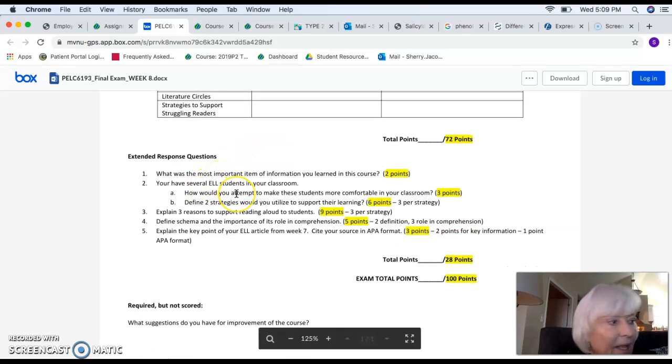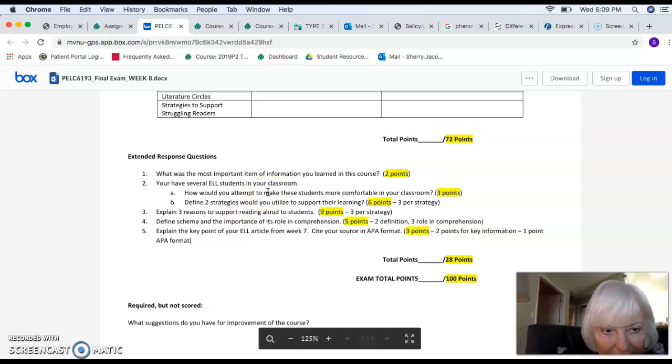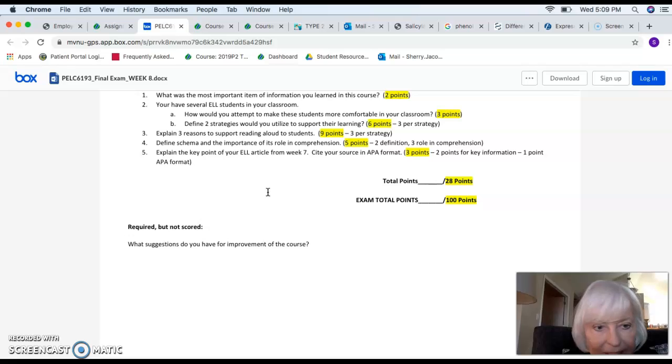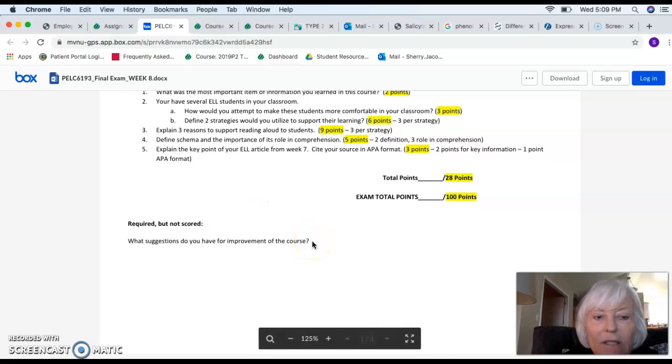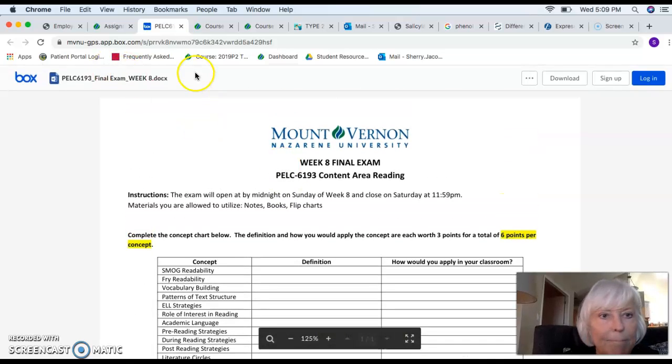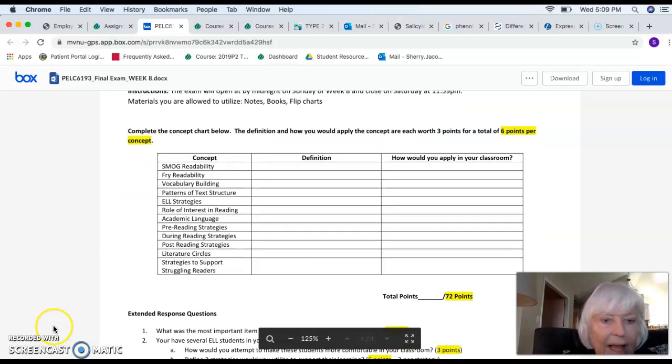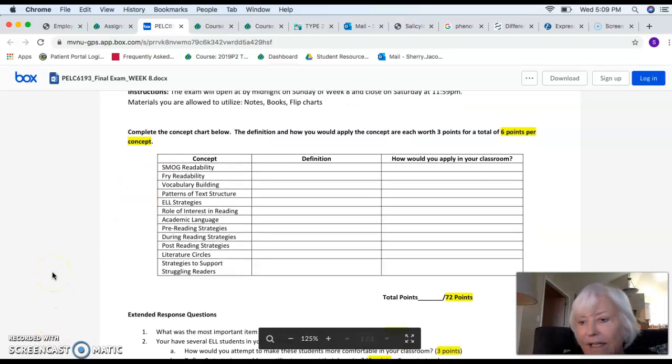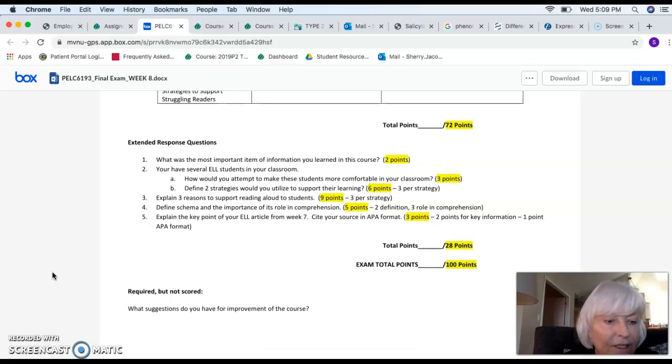And this asks, what's the most important information you've learned, and so on and so on. These are pretty simple. This is not scored, but it is absolutely required. What suggestions do you have for improving the course? If you have anything you like really well, you can say that as well. Just let me know about that. All right, I think that really does everything for the remainder of the course.